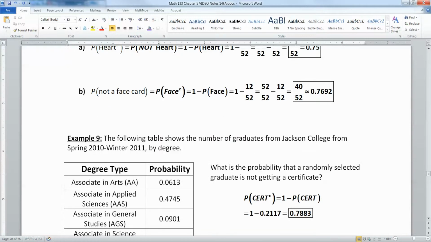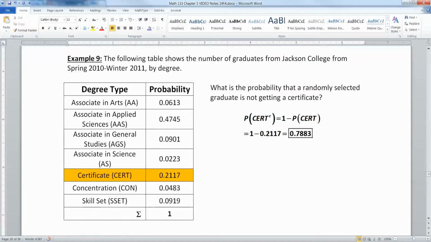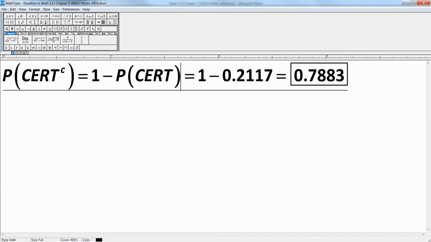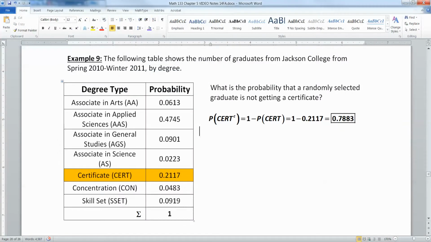All right, now what about the graduate degrees right here? Well, this is even easier. This is decimals, so we don't even have the fraction business. So I want to know the probability of not getting a certificate when I choose a student at random. So I want the probability of certificate complement. That would be 1 minus the probability of certificate. That's 1 minus 0.2117, which is 0.7883.